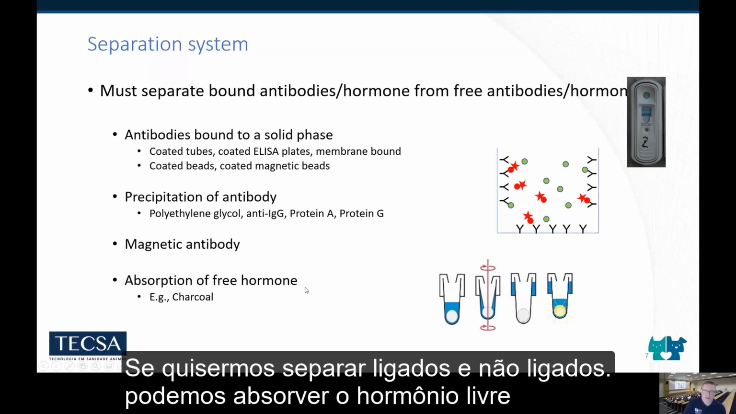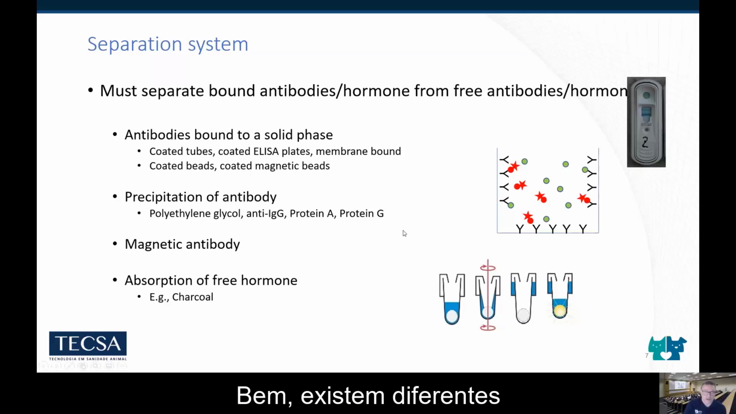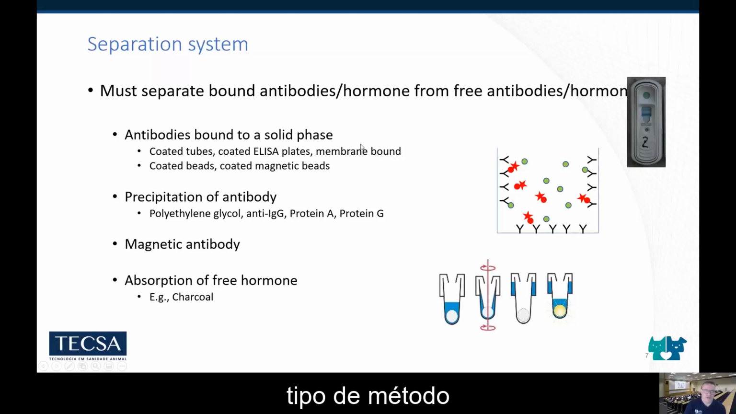Or if we are interested in separating the bound from the unbound, we could absorb the free hormone with something non-specific such as charcoal. So there are these different types of method, but most of the commercial cortisol methodologies that we're talking about for immunoassays will be some kind of solid phase separation method.